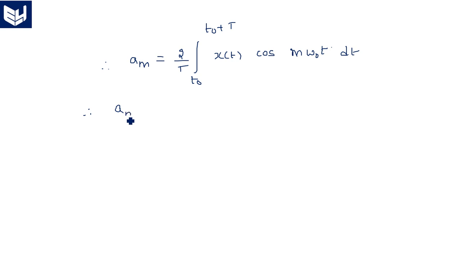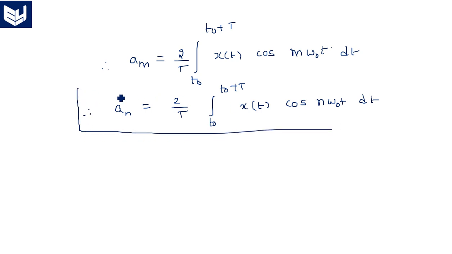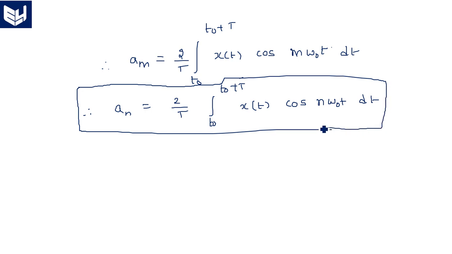Therefore, we can write the trigonometric coefficient an as 2 by t integral t naught to t naught plus capital T x of t cos n omega naught t dt. This is the second trigonometric coefficient. So the first one was a naught and the second is an.